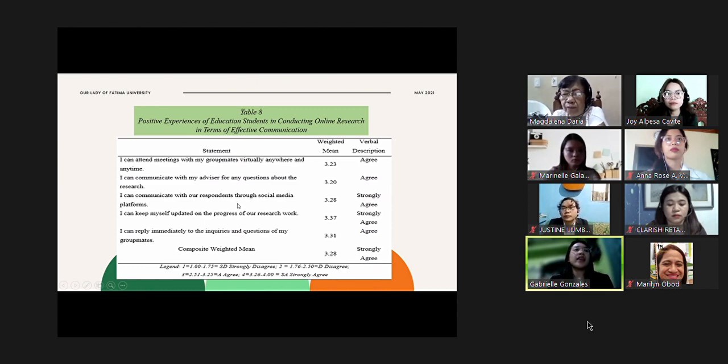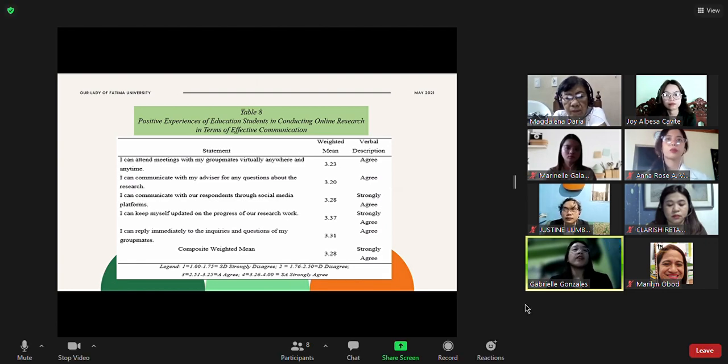For table 8, positive experiences of education students in conducting online research in terms of effective communication. And the highest rating in weighted mean is 3.37, and they strongly agreed that they can keep themselves updated on the progress of the research work.